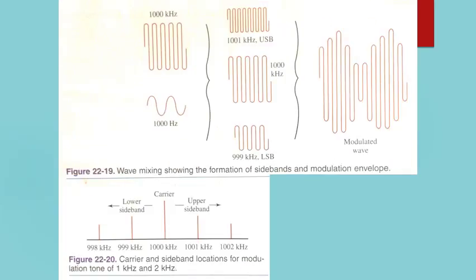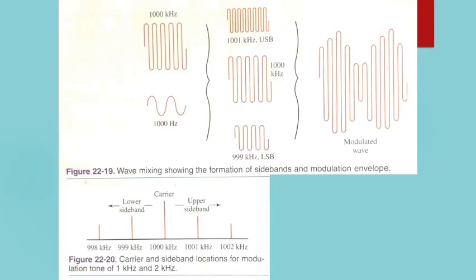For this, see figure 22-19. The sum of the carrier wave and its sidebands is an amplitude modulated wave. The audio tone is present in both sidebands, as either sideband results from modulating a 1000 kHz signal with a 1000 Hz tone. The location of the waves on a frequency base is shown in figure 22-20, at the bottom left of the screen. If a 2000 Hz tone was used for modulation, then the sidebands would appear at 998 kHz and 1002 kHz.